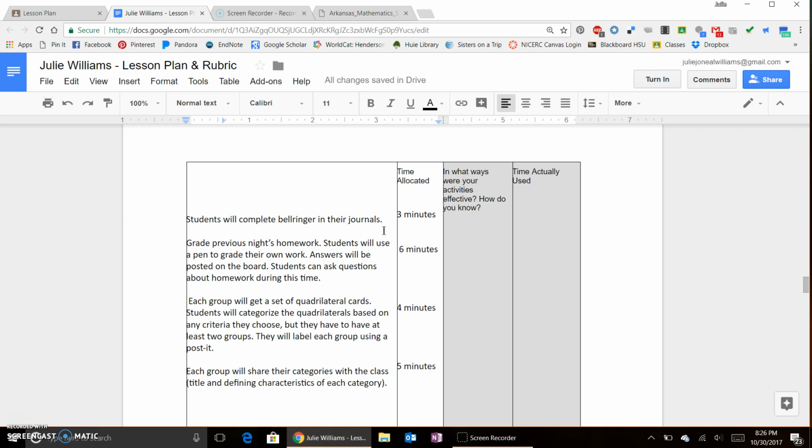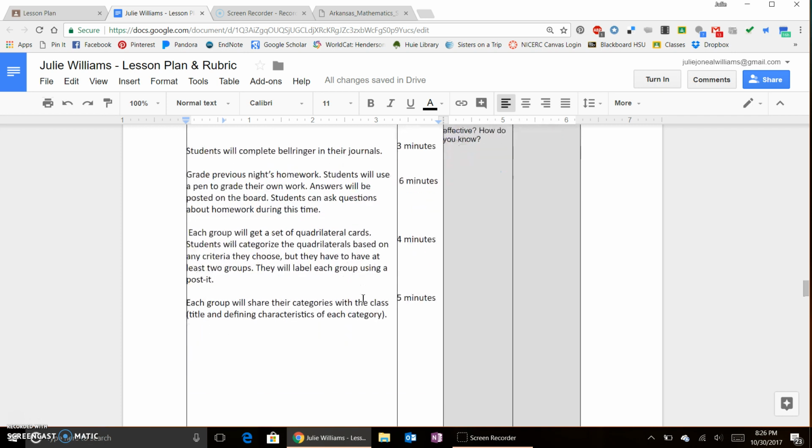Then grade previous night's homework. That's our next step. Students will use a pen to grade their own work. Answers will be posted on the board. Students can ask questions about homework during this time. All right, so I know that that's the next thing that we do. I post the answers. That information is there. Someone else could replicate that.